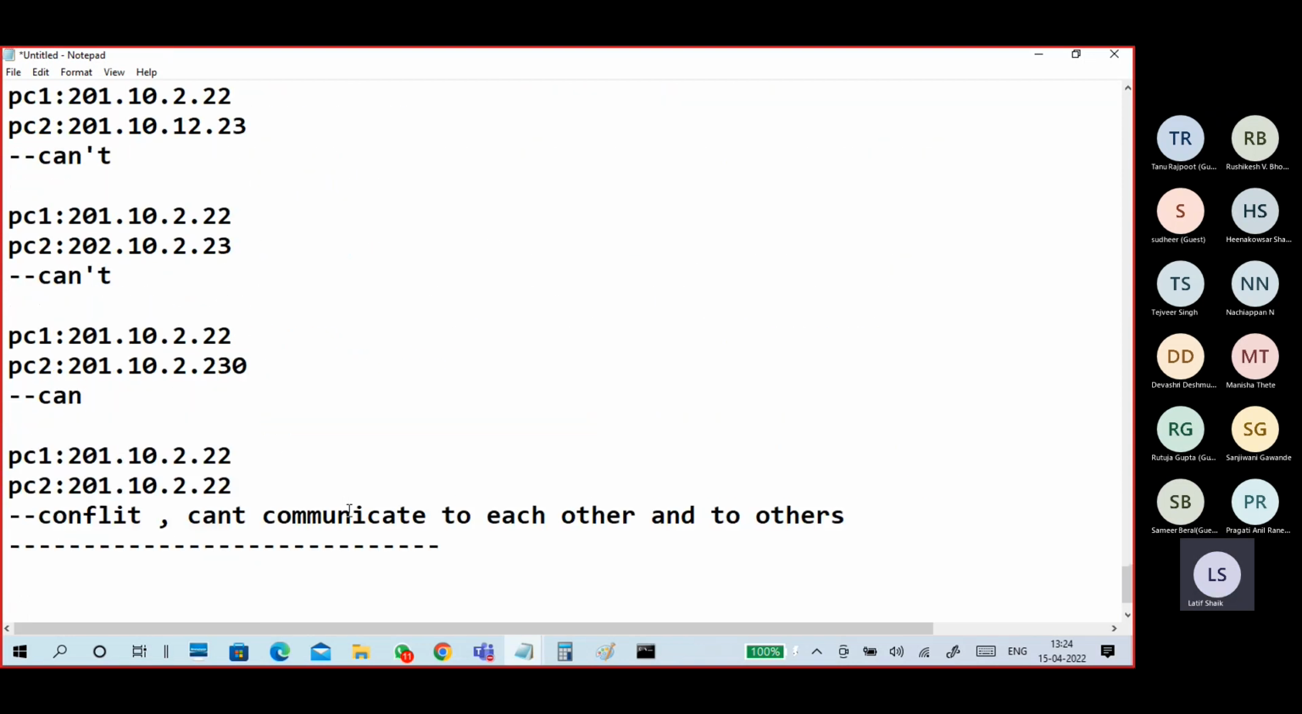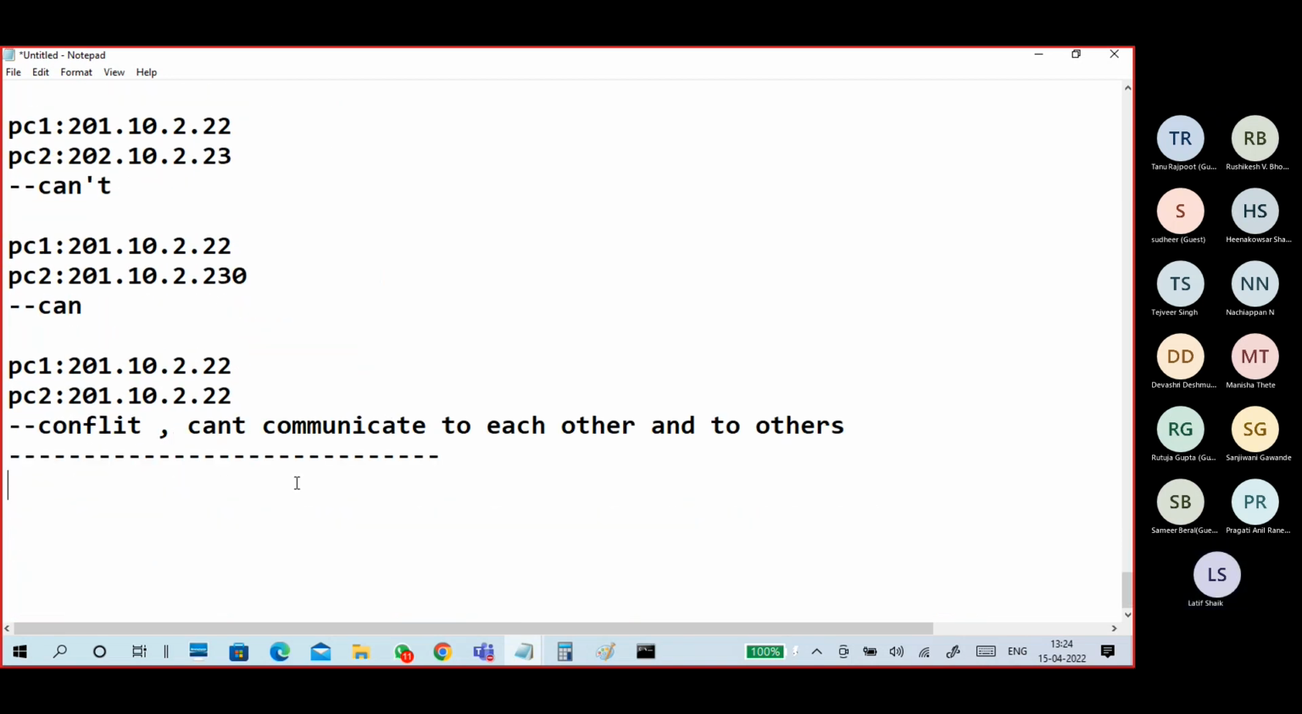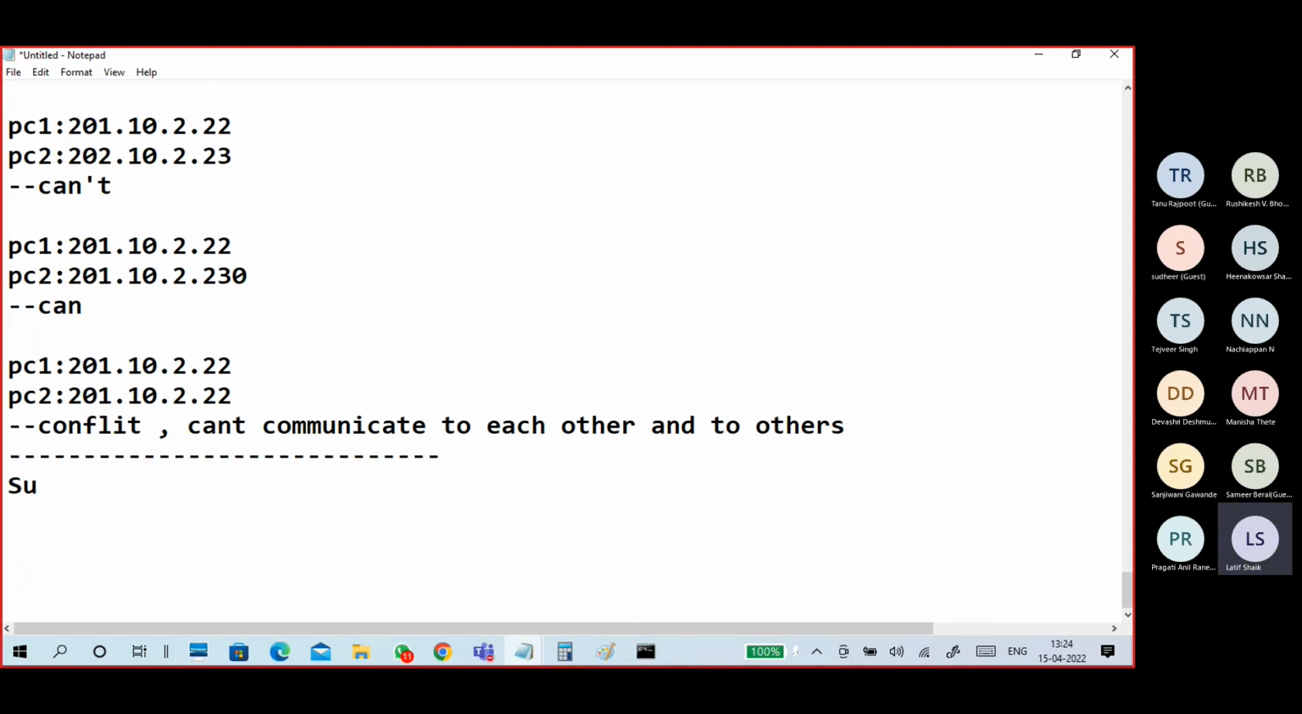Next we'll see subnet mask and range of each class. Okay. Now only, not a break. Just one minute. Keep silent. Not one minute also.